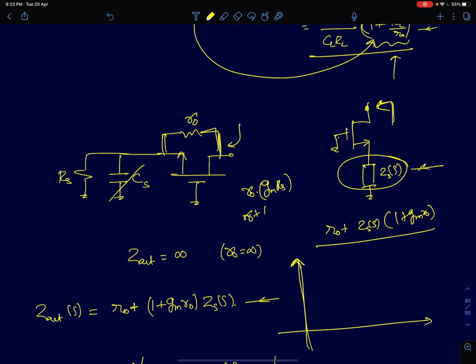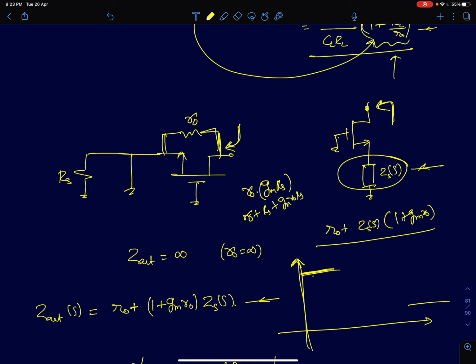It will be R0 plus RS plus GM RS, which is a very high value. We need this to be a very high value. At infinite frequencies, this capacitance CS will act like a short circuit. So therefore, the output impedance when you look into the drain terminal will just be R0 itself. So eventually it comes to R0.